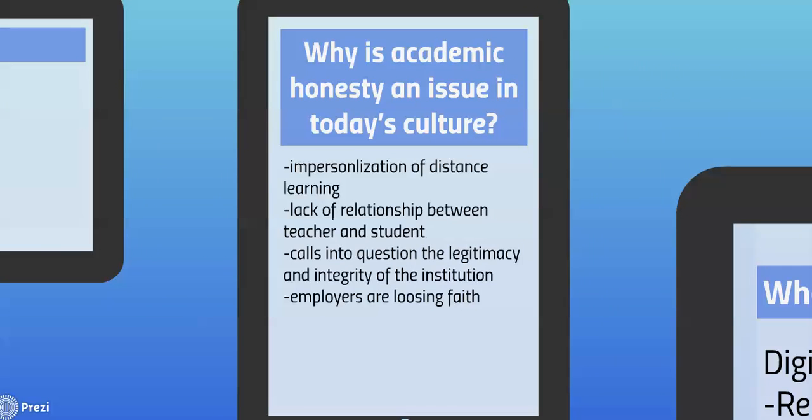Why is academic dishonesty an issue in today's culture? Because of the impersonalized nature of distance learning, students are being taken away from the eyes of the instructor. The absence of direct interaction and monitoring in online courses can increase the temptation to engage in academic dishonesty and create additional challenges in the prevention and detecting of cheating and plagiarism.